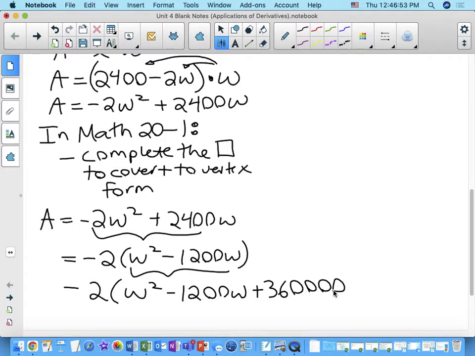But I can't do that because what I've just done is I've just added 360,000 to this bracket. I'm not allowed to do that. So to compensate, I'm also at the same time going to subtract the same amount. Okay, now all that I've done is I've basically added 0. That's all I've done. Okay?